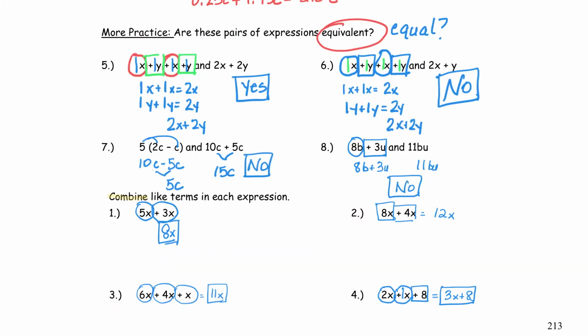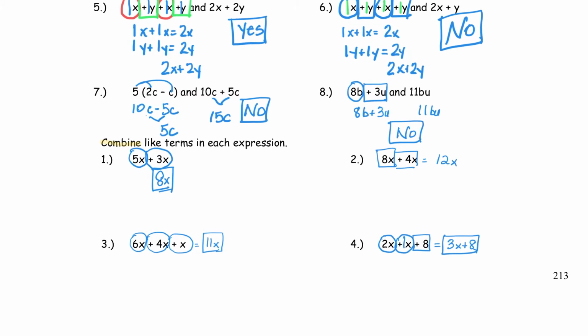Here are the rest of the answers for 5, 6, 7, and 8. And then more combining like terms at the bottom. Remember, if you have any questions, you can always send a message in Google Classroom.